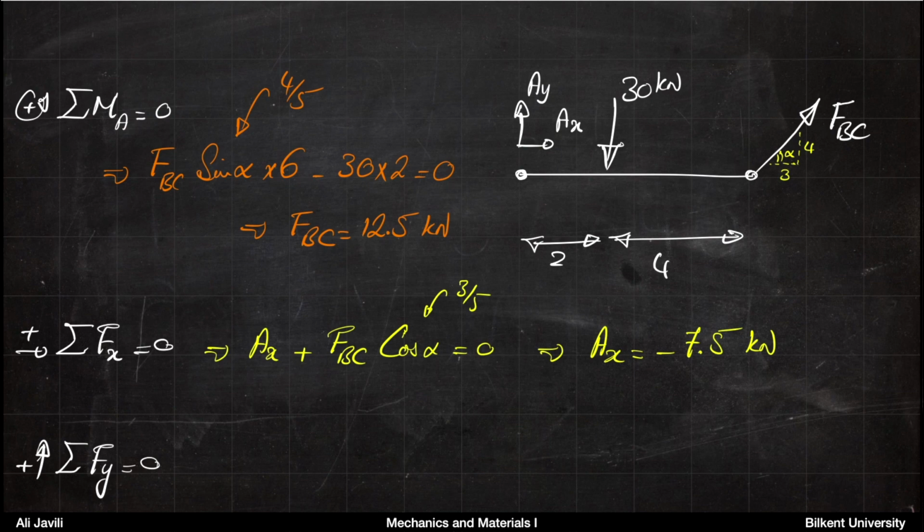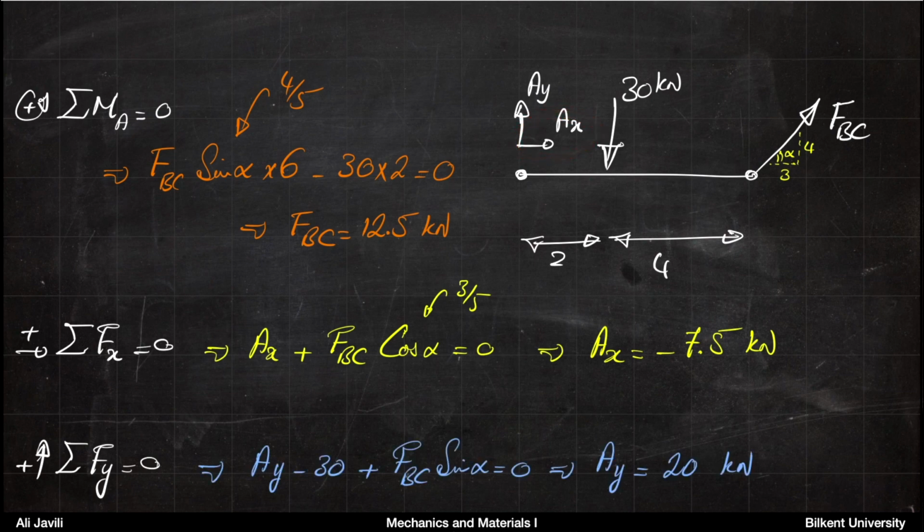The next thing you want to do is to impose the equilibrium of forces in the x direction. In the x direction, now you have AX and FBC cosine alpha. So the sum of these two must be 0, and they both appear with a plus sign because we assume that pointing towards right is plus. And that results in AX equals minus 7.5 kilonewton, telling us that the direction that we have chosen is wrong, so it's in the opposite direction.